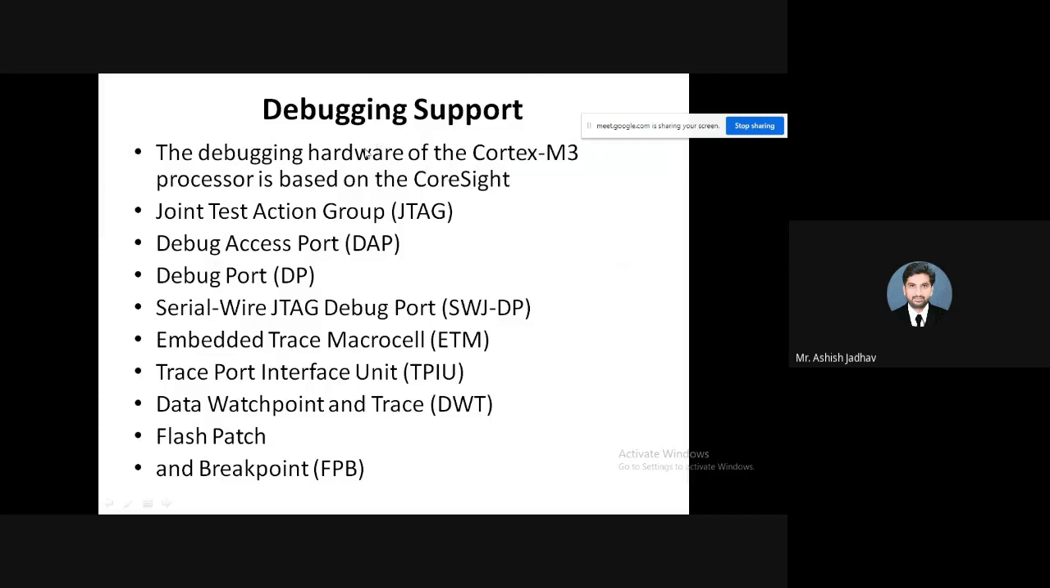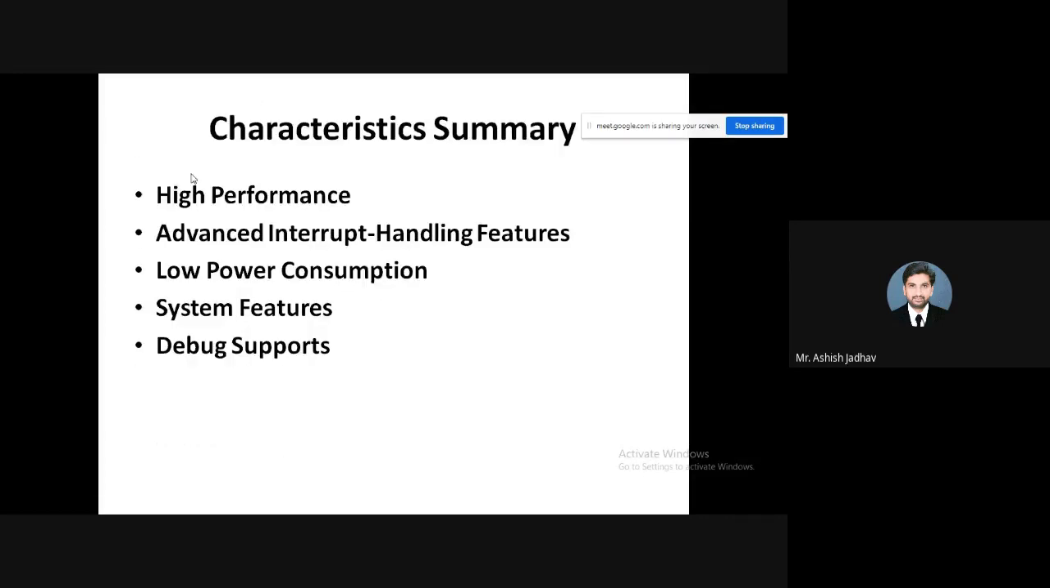With debug support, a lot of things are possible. I told you, you can use breakpoints and watchpoints to check for errors. You can observe the program execution step by step, and you can identify the errors. In the characteristics summary, I can say it has high performance, advanced interrupt handling features, low power consumption, system features, and debug support. So these are the things you can say in a characteristic summary, right?